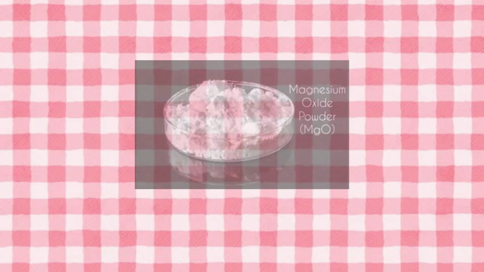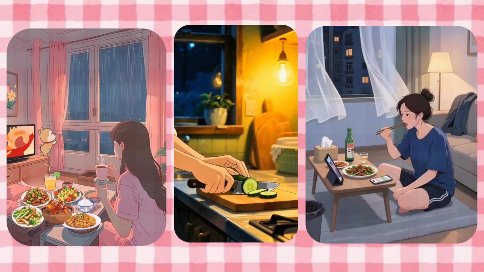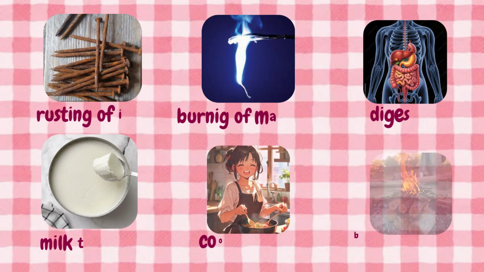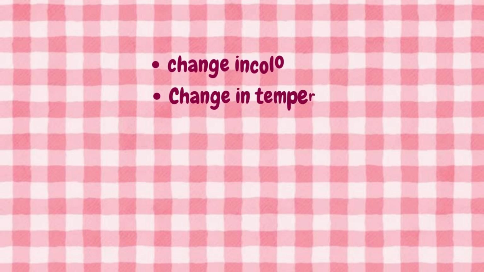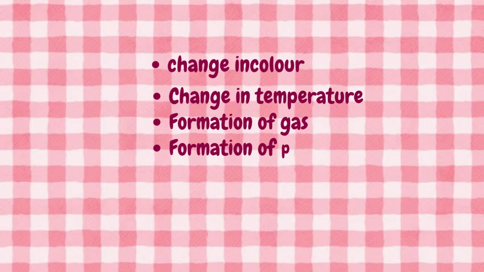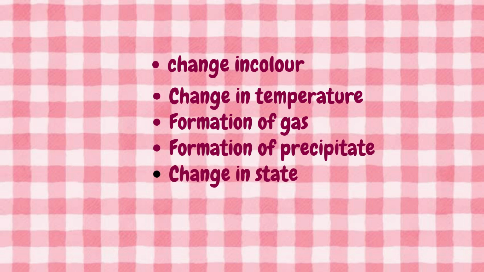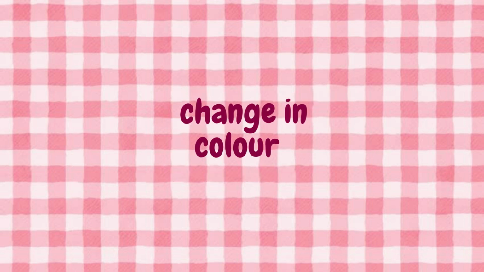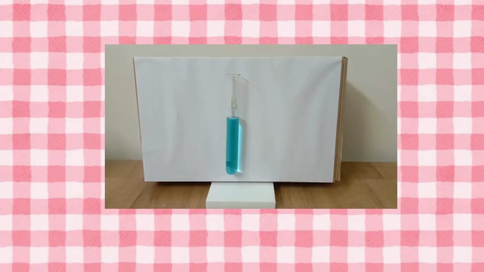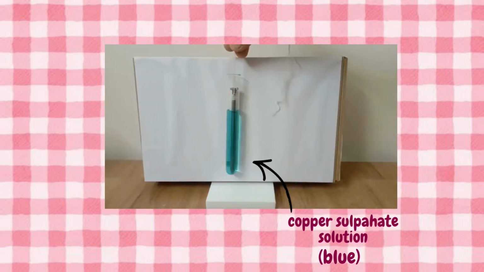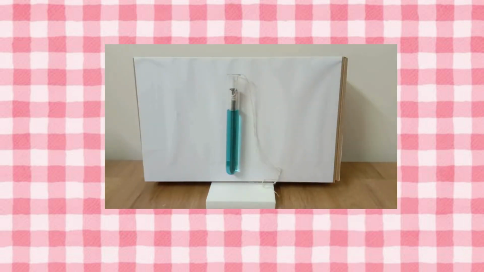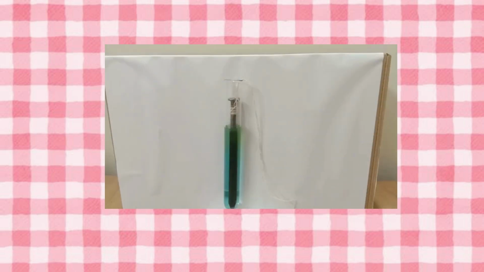4. How do we identify a chemical reaction? In daily life we can identify a chemical reaction by observing certain changes. Some common indicators are: change in color, change in temperature, formation of gas, formation of precipitate, change in state. Example: iron rusting changes the color of iron. In this experiment, we take a blue-colored copper sulfate solution and drop an iron nail into it. After a while, the color changes from blue to green.